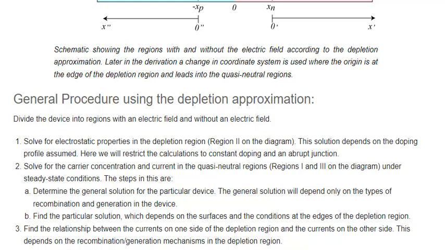Solve for the carrier concentration and current in the quasi-neutral regions, regions I and III on the diagram, under steady-state conditions. The steps in this are: determine the general solution for the particular device. The general solution will depend only on the types of recombination and generation in the device. Find the particular solution, which depends on the surfaces and the conditions at the edges of the depletion region. Find the relationship between the currents on one side of the depletion region and the currents on the other side. This depends on the recombination generation mechanisms in the depletion region.